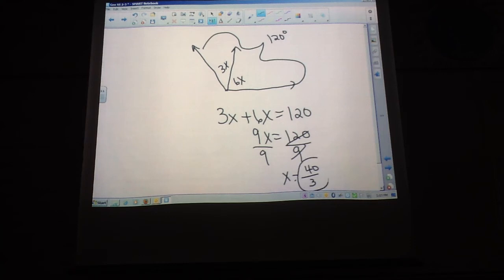Now remember, you would have to plug this back in for the angles to see what each one of them was. So in other words, you would have to take 3 times 40 thirds, so that works out nice and even, because this angle would just be 40 degrees, and it looks like this angle then would have to be 80 degrees.